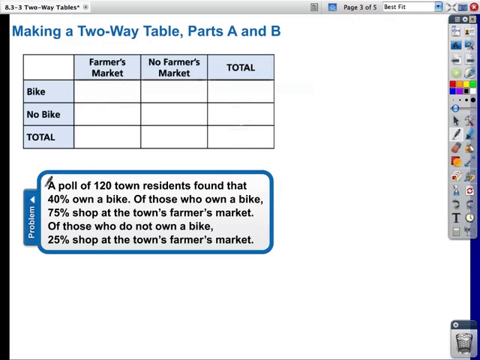Let's read this. A poll of 120 town residents found that 40% own a bike. Of those who own a bike, 75% shop at the town's farmer's market. Of those who do not own a bike, 25% shop at the town's farmer's market. So there's a lot of information there, and we're going to break it down in this table.